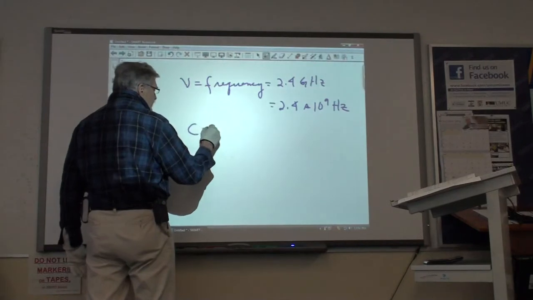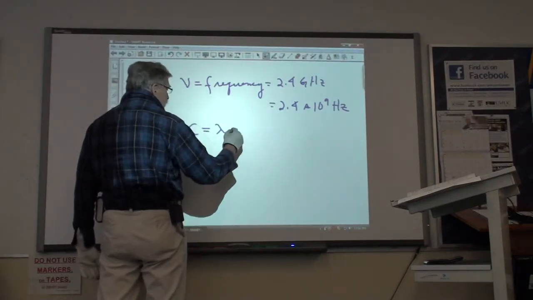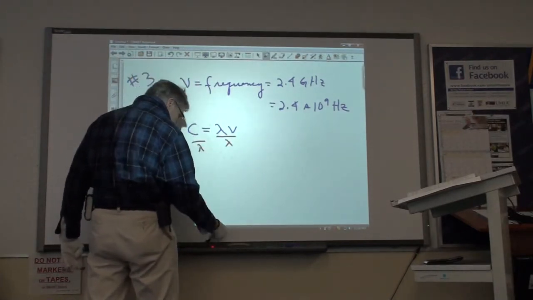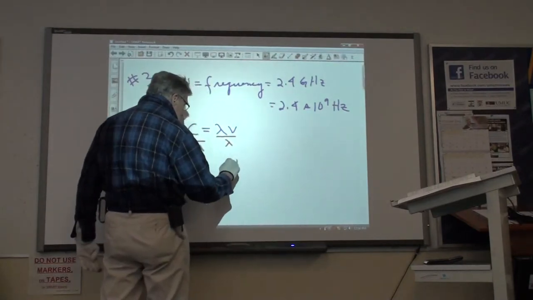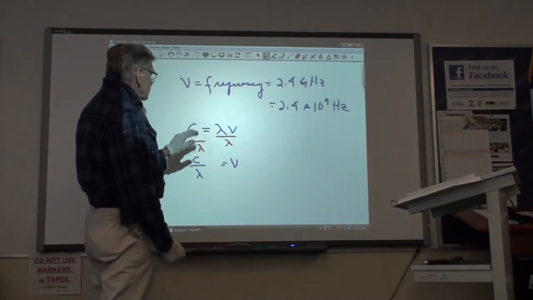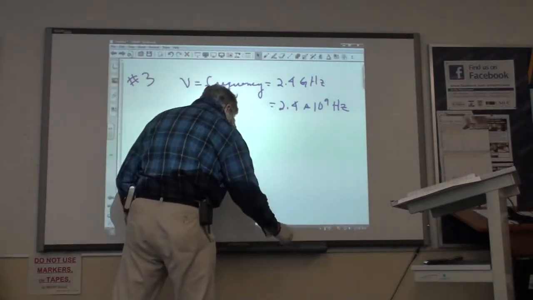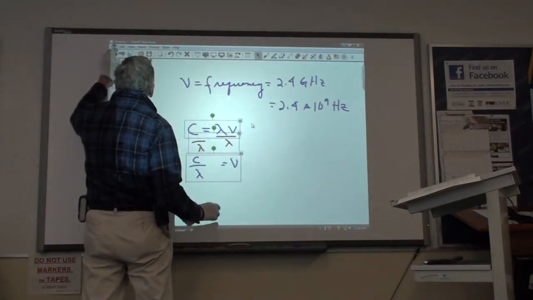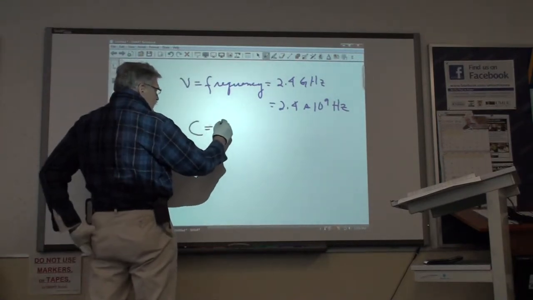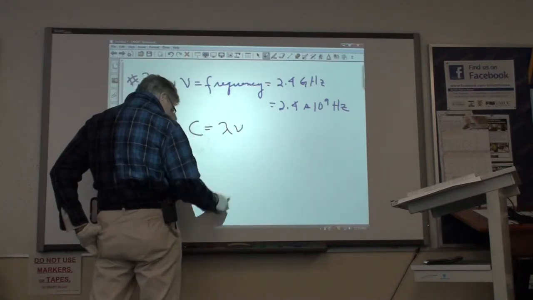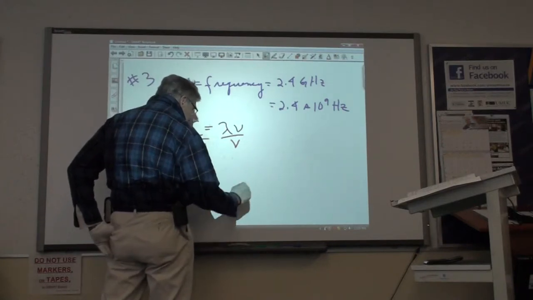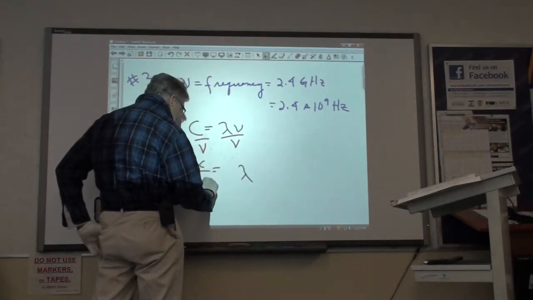Now we know that the speed of a traveling wave is equal to the wavelength times the frequency. So if we divide both sides by the wavelength, then we get... I'm going the wrong way. I have to remove this, and now what we're looking for is the wavelength. So we know that for any traveling wave, the speed is given by the wavelength times the frequency. So if we divide both sides by the frequency, then we get that the wavelength, which is what we're looking for, is the speed divided by the frequency.